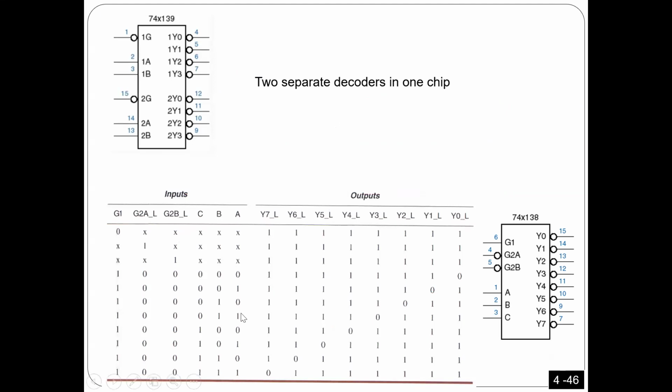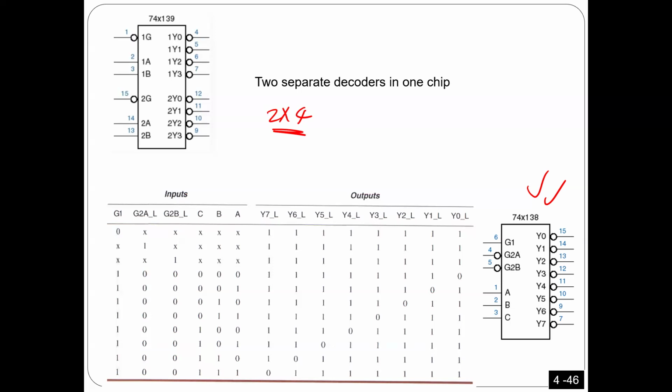We have a chip, and this is the chip you are going to use in the coming lab. We have two chips here. One chip is 139, the other 138. This chip actually has two decoders inside it. These decoders are 2 to 4 decoders.